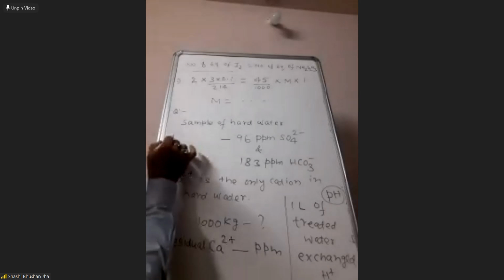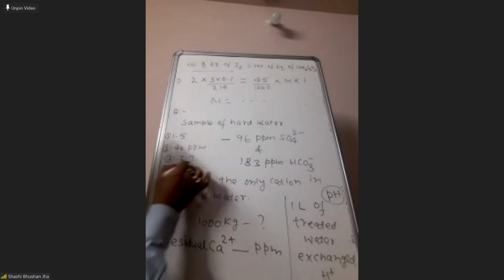Okay, so the answers are: the first answer is 1.5, the second answer is 40 ppm, and the third answer is 2.7. The pH is 2.7. Those who have not got it, please try. Tomorrow I will discuss this question and I will take some more questions.